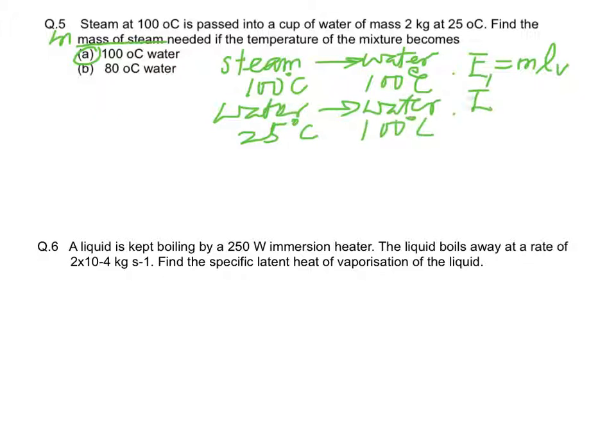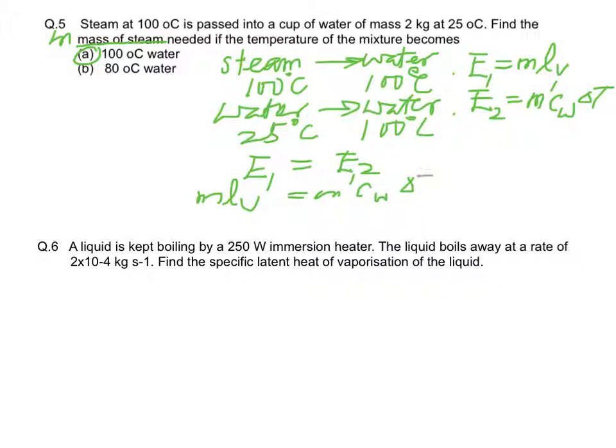The energy absorbed by the water would be E2 equal to m_w Cw delta T. Assume there is no energy lost to the surroundings. We have energy released by the steam E1 equal to energy absorbed by the water E2. Therefore, we have mLV equal to m_w Cw delta T.